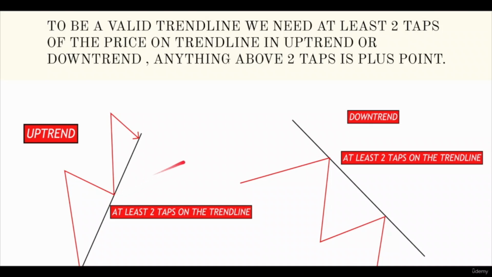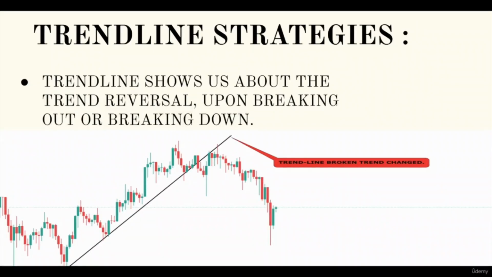Here you can see we also got 2 taps. Here is tap number 1, here is tap number 2, which gives us confirmation that the trend is now in a downtrend. And anything above 2 taps is a plus point, further confirmation. So this was the prerequisite of a trend line: 2 taps minimum. Now, trend line strategies.